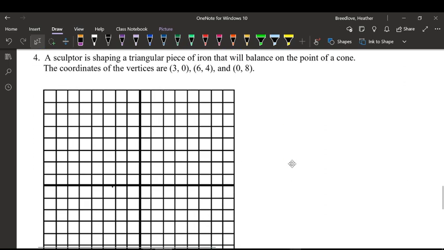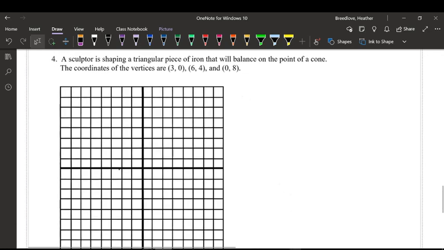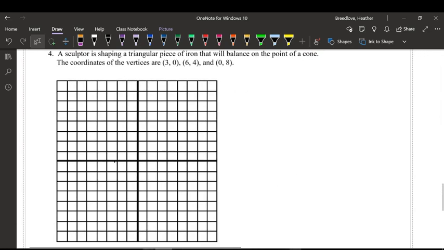So then the last part for today, this actually doesn't have a question, so I'm going to have to write it. A sculptor is shaping a triangular piece of iron that will balance on a point of a cone. The coordinates of the vertices are 3, 0, 6, 4, and 0, 8. So that is the triangle that's going to balance on the tip of a cone, right? So this is a sculpture. 3, 0, 6, 4, and then 0, 8 is at the top.